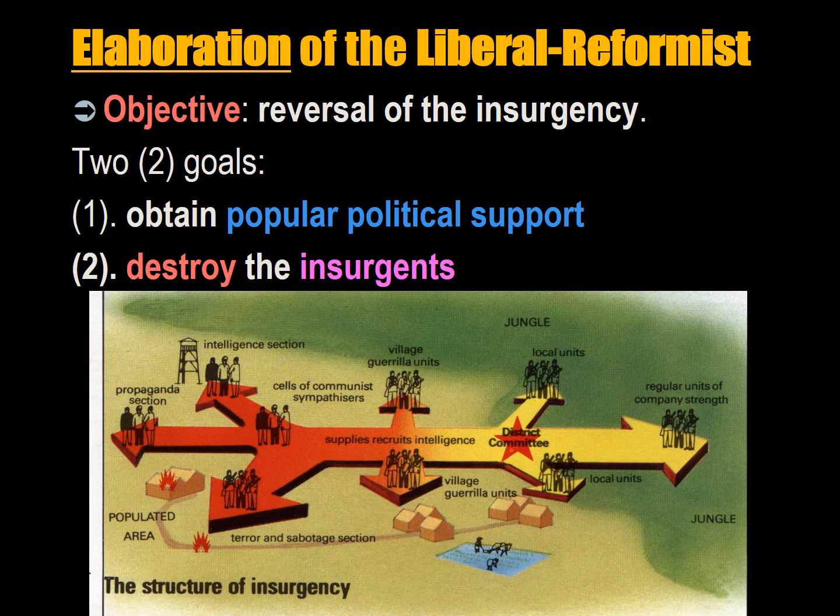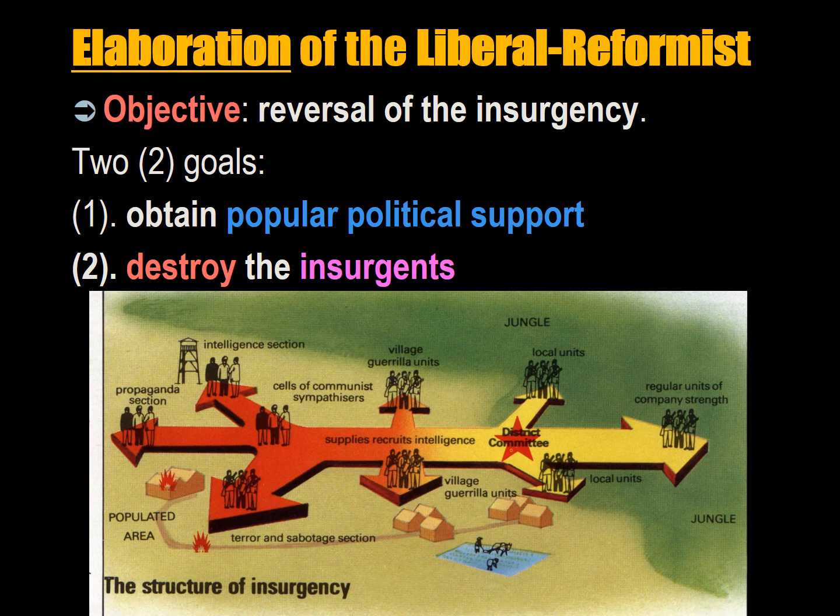Now, we are going to elaborate on the liberal reformist counterinsurgency, since it is the most complex and it's the preferred strategy because it actually focuses on the allegiance of the population, which is a critical path and the center of gravity for winning an insurgency. So the objective of the liberal reformist counterinsurgency, the fourth type, is reversal of the insurgency, including terrorism. Its two goals are, one, to obtain popular political support, and two, to destroy the insurgents.